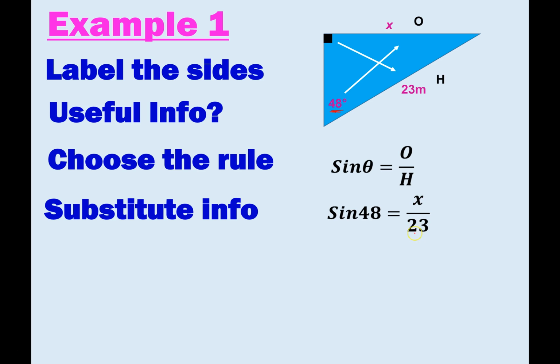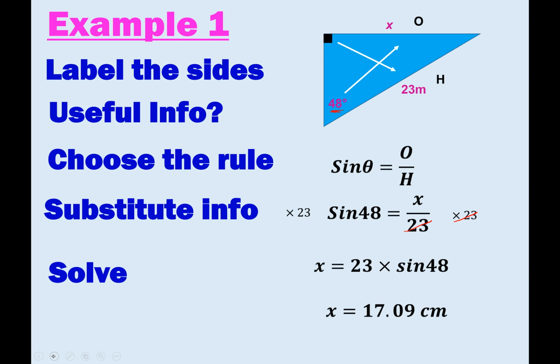I don't want x divided by 23, so to get rid of a divide, we need to times, okay? So we times both sides by 23. The whole reason, remember, we times by 23 here in the first place was to get rid of that divide. So that cancels out, and we're left with x equals 23 times sine 48. We go to the calculator, making sure it's in degrees, and that's the answer we get. It's less than 23, which is the hypotenuse, so we know that that's a pretty good, sensible answer. So that's the first example.